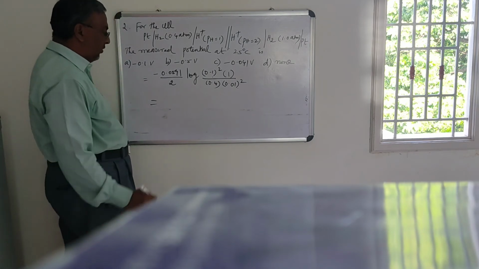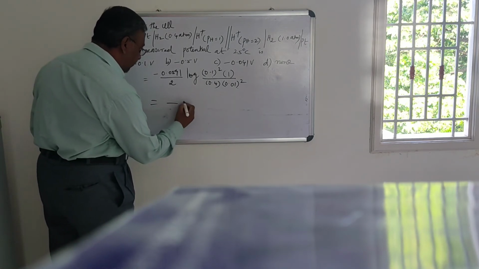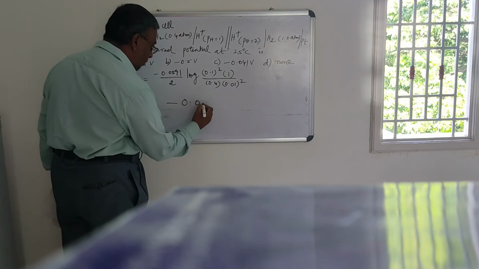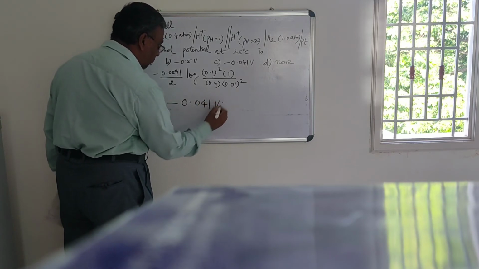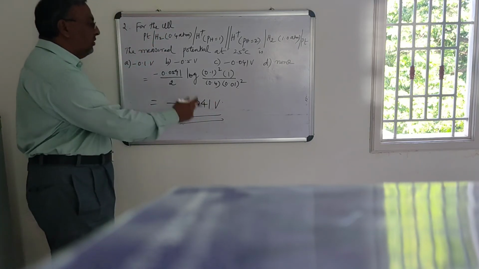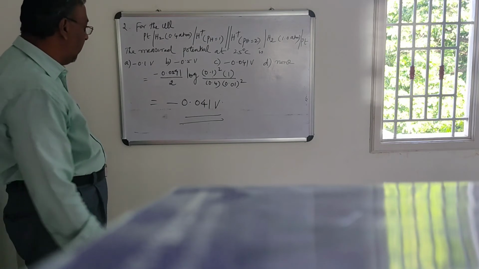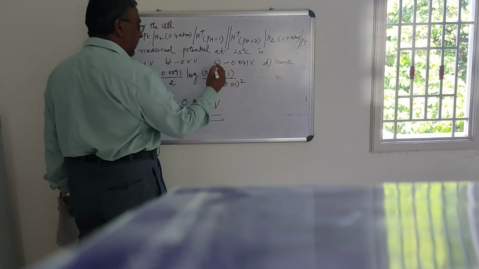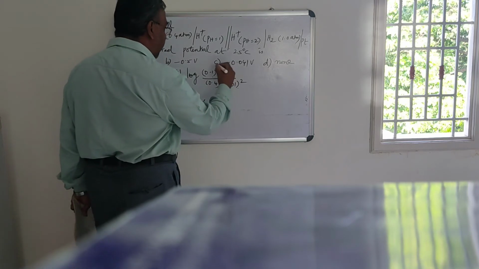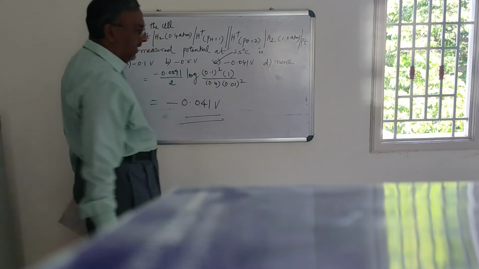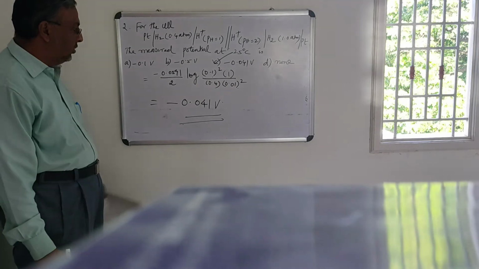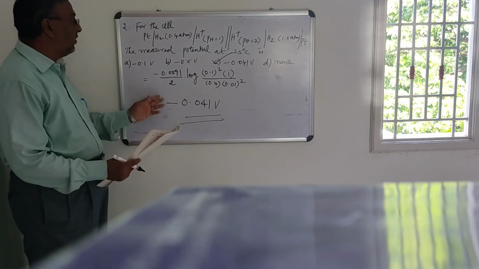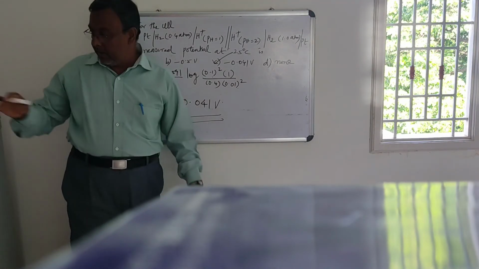Then if we solve this problem, the value is found to be minus 0.041 volts. So this is how we have to solve the problem. Among the options A, B, C and D, minus 0.041 is the answer. This is how we have to choose the answer for this type of problem.